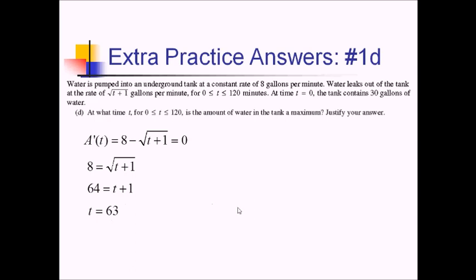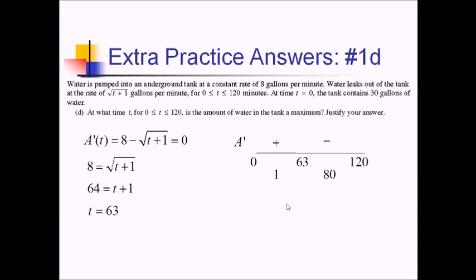So let me do some sign analysis here. I'm going to put 63 on a number line along with my endpoints of 0 and 120, just so I don't accidentally pick values that are outside the domain. And I'm just going to pick a value between 0 and 63, like 1. If I plug 1 in here, this is 8 minus 0, which is a positive. And now I'm going to plug in a number between 63 and 120. And I'm going to be kind of strategic here. I'm going to plug in 80, because 80 plus 1 is 81, and the square root of that is 9. 8 minus 9 is a negative.